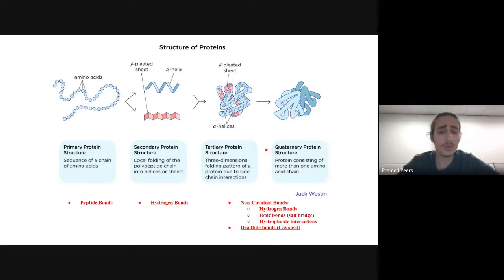So the second important thing that I wanted to bring out is really important to know which bonds stabilize each structure. So the peptide bond stabilizes the primary structure. The hydrogen bonds stabilize the secondary structure. The tertiary and quaternary structures are stabilized by very similar bonds. So there are non-covalent bonds that stabilize them. These are hydrogen, ionic, or hydrophobic interactions. And very importantly, we have this covalent interaction called a disulfide bond that does stabilize this.